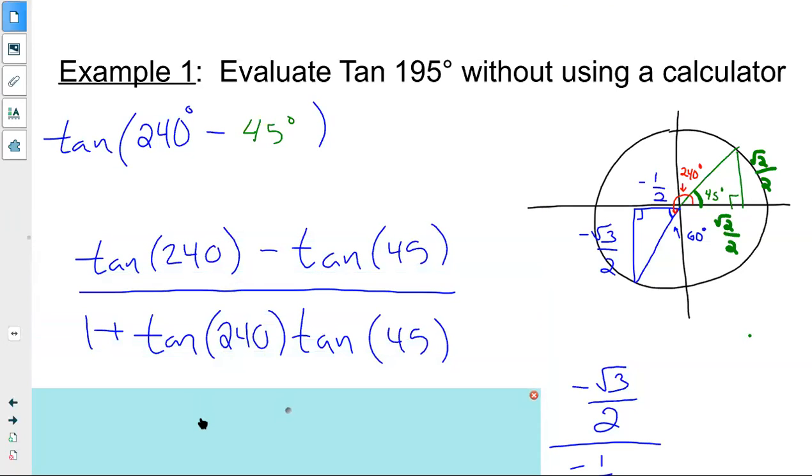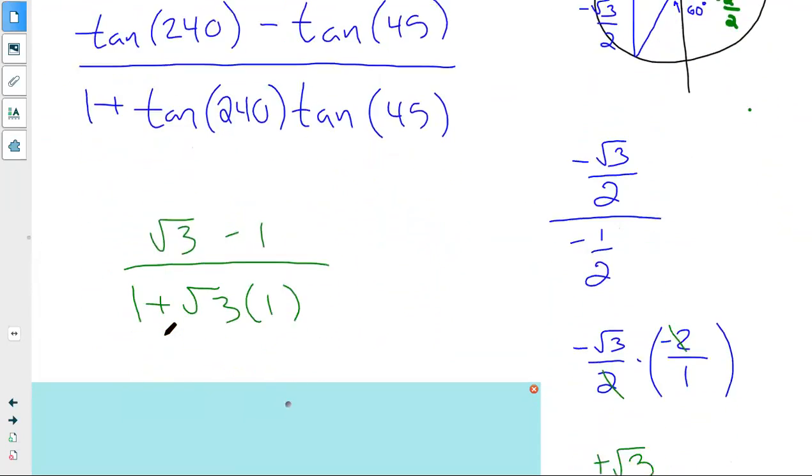So we populate the formula. So this is a difference. So our formula is going to run tangent of 240 degrees minus tangent of 45 degrees, all divided by 1 plus tangent of 240 times tangent of 45. Again, notice that if it's a difference here, it's a difference in the numerator, and then an addition, a sum in the denominator there.